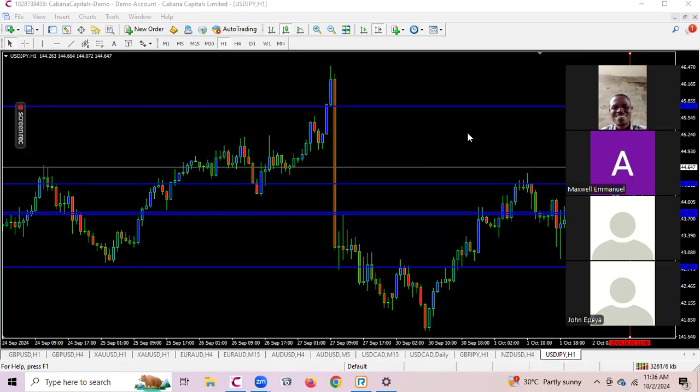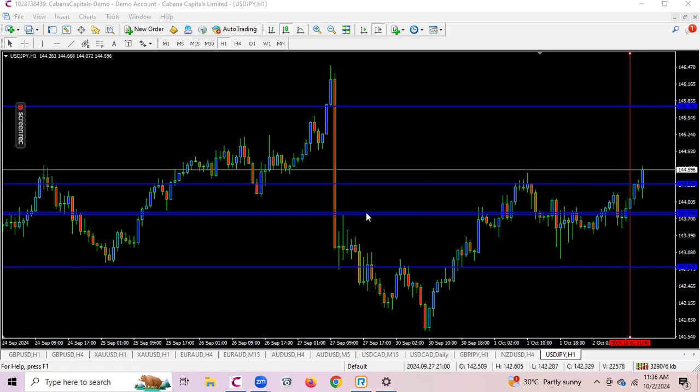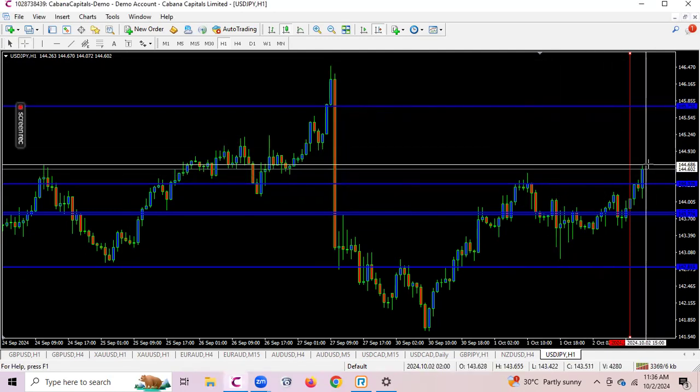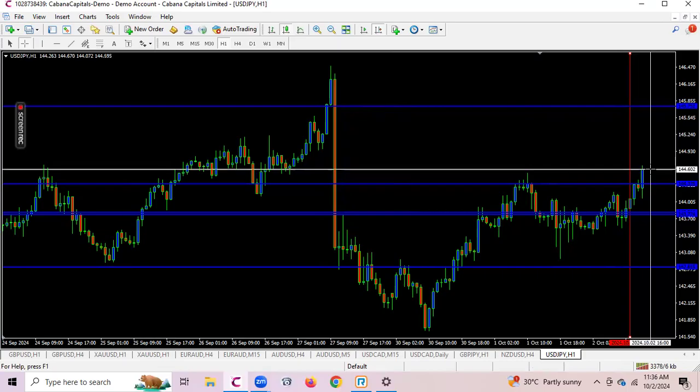Okay, so I believe you can all see my screen now. You can see right now, UJ, like I said, I'm expecting UJ to pull back to fill this fair value gap, but you can see right now it has broken out from this resistance and might not come back to fill that fair value gap. So if you want to take a trade on UJ, you're buying from the current market price, and set your stop loss using this fair value gap.